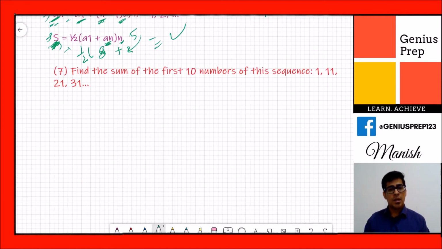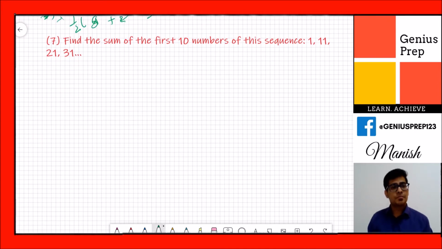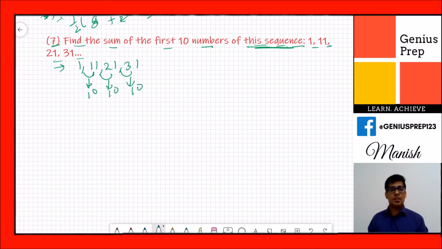Let's take an example and see how it goes. So this is example 7. Find the sum of the first 10 numbers of this sequence: 1 11 21 31. You see here I wrote down a sequence. I didn't say whether it is an arithmetic or a geometric progression. So when you see the question, first of all you have to make sure what kind of sequence it is. You see 1 11 21 31. The difference is 10, 10, 10. So from this we can say this is an arithmetic progression, an AP, and the difference d will be 10.